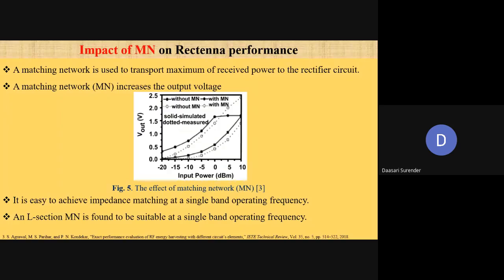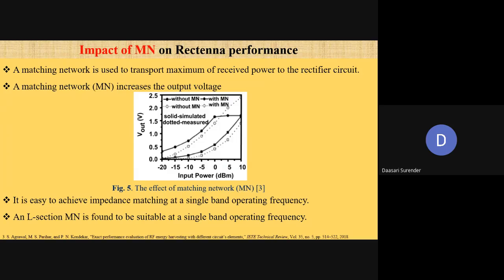So from this, when the input power level is increasing, for a particular input power level, let us take 0 dBm. By comparing the simulated performance with and without the matching network, it is observed that when no matching network is introduced between the antenna and rectifier, the maximum voltage offered by the rectenna is 0.5 volts at 0 dBm input power. And the maximum output voltage offered by the rectenna when a matching network is introduced between the antenna and rectifier is almost 1.7 volts. So the effect of the matching network is considerable.